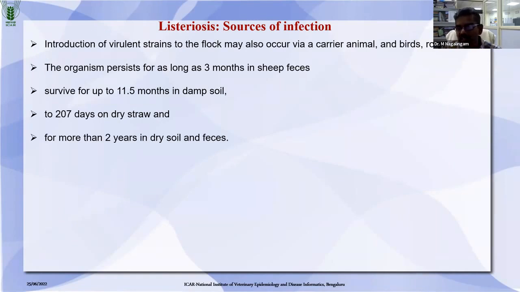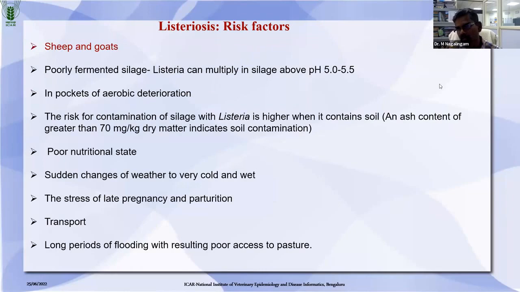When we see its transmission, it can be brought in by virulent strains from the flock, through a carrier animal, newly purchased animals, birds, or rodents. So it can come through various routes. Regarding persistence of the infective organism in the feces, it can remain at least 3 months. If the soil is damp, it can remain for 1 year, and in dry soils it can remain even for 2 years. So it can remain up to 2 years in the environment, thereby causing potential infection.